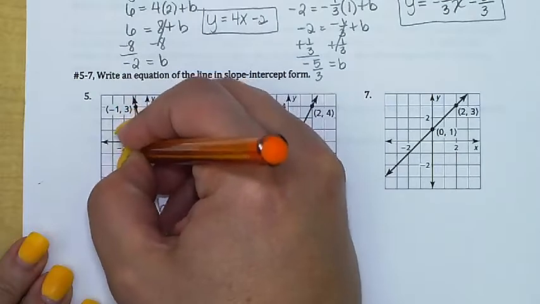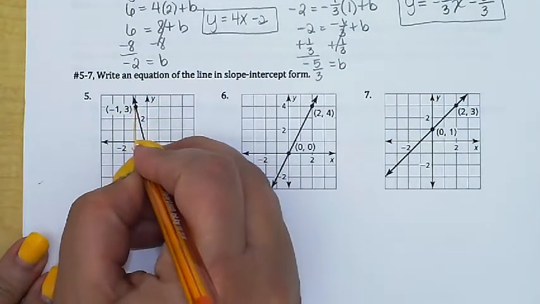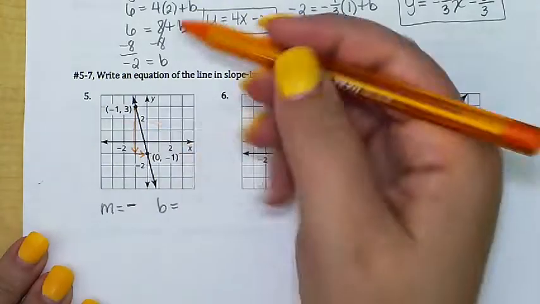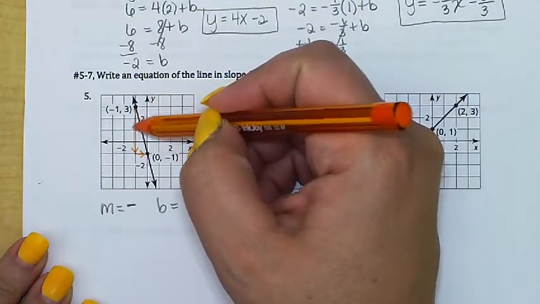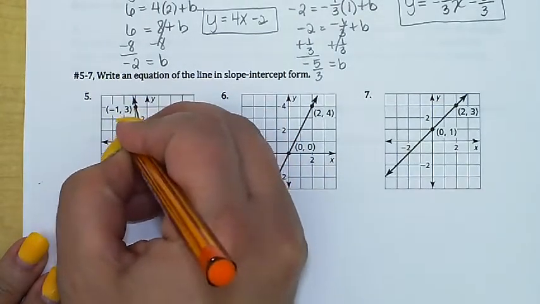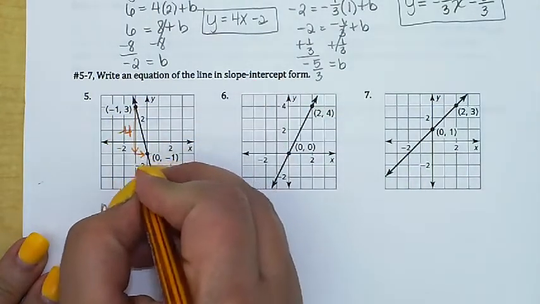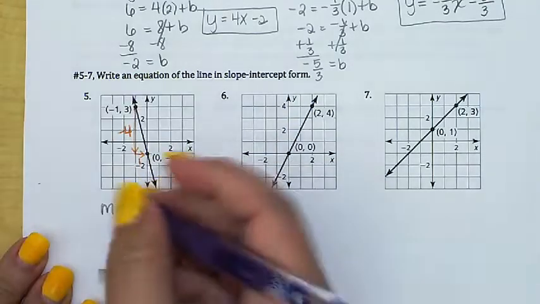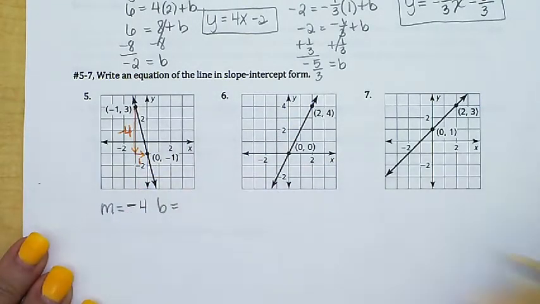If I go from this point to that point, I'm going to talk about how much I moved. So I would have to go 1, 2, 3, 4. So I have to go down 4 units and over 1 unit. So my rise over run is 4 over 1, or in other words, just 4. Okay, you could write negative 4 over 1 or just negative 4.